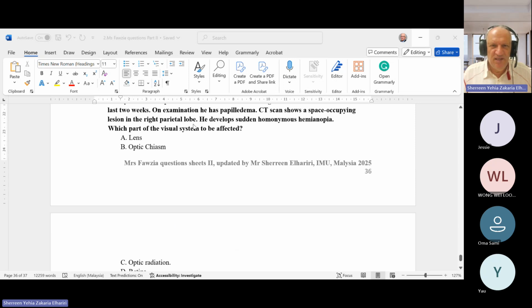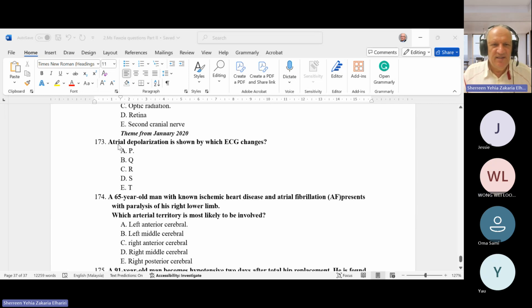If we change it to bitemporal hemianopia, what is the answer? Optic chiasma, and most probably due to pituitary adenoma. Yes. Atrial depolarization is shown by which wave in the ECG? The P wave. So it is an easy question, but important to know.